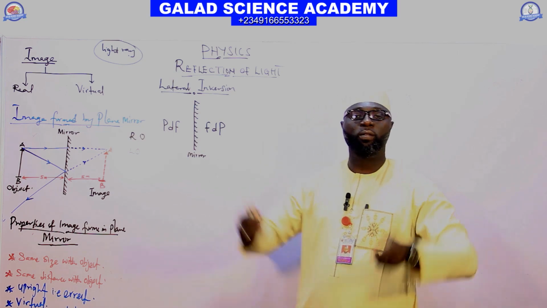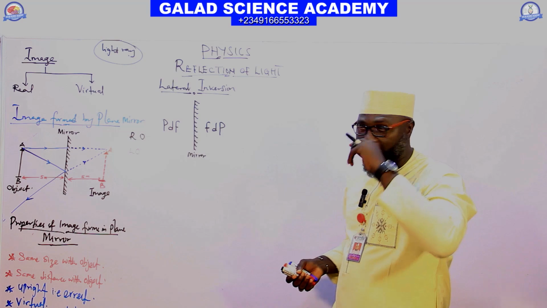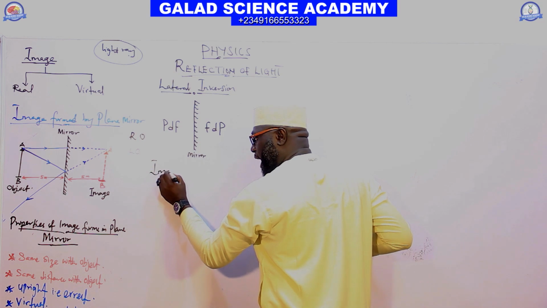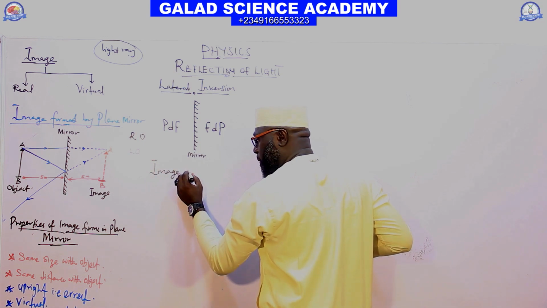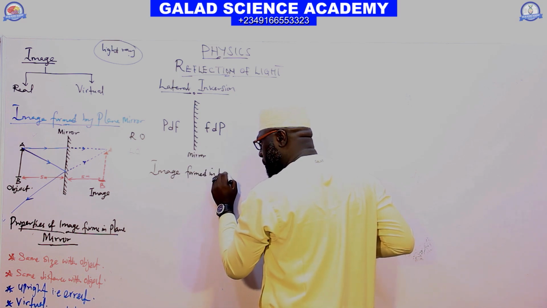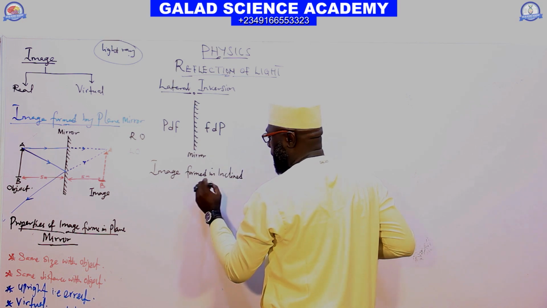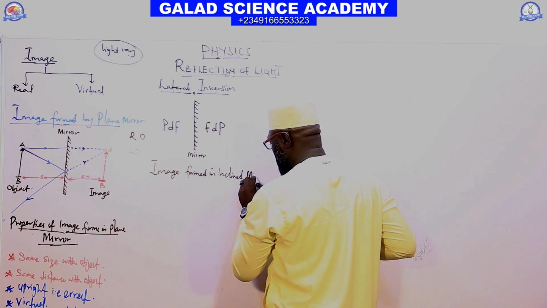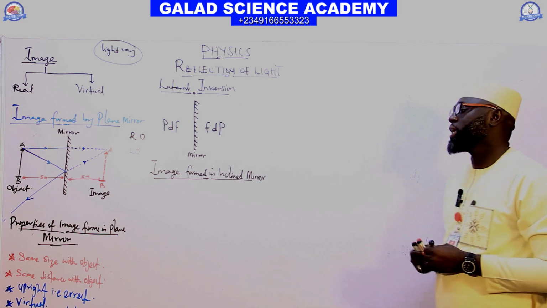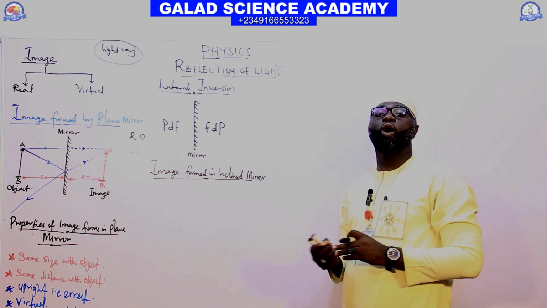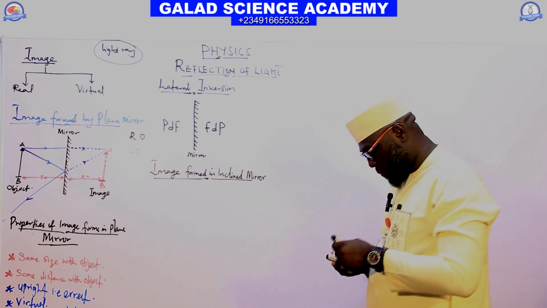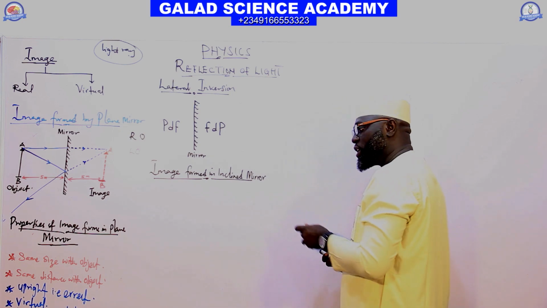So the next one is the image formed in inclined mirrors. That is, if two mirrors are inclined to each other, what will be the kind of image formed, or what will be the types of image formed?